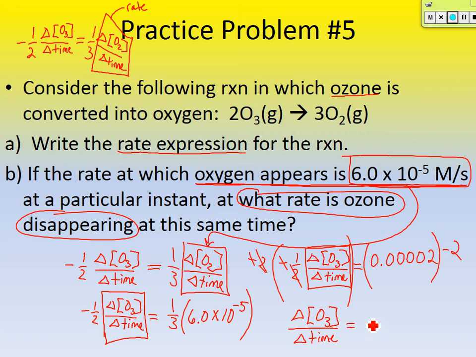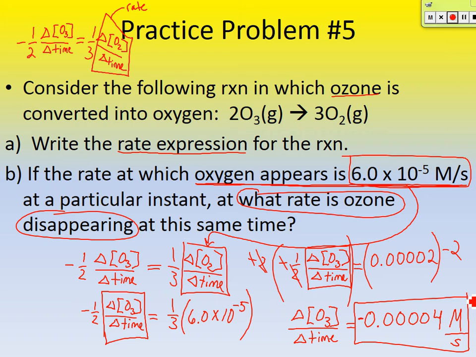You should get this number. Negative, wait, would it be negative? Yeah, negative 0.00004. What are my units going to be, guys? It's a rate, so it's molarity per second. Okay.